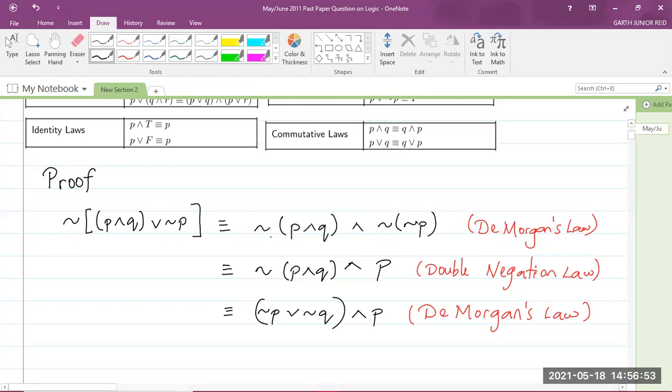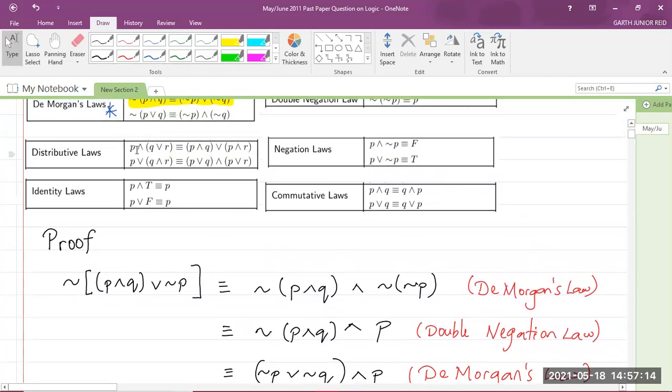Now what am I going to do? I'm going to be using the distributive law and then the negation law after. Let's look at the distributive law. It says if I have P and (Q or R), that is logically equivalent to (P and Q) or (P and R). It's like using two different operations in regular arithmetic, a simpler way to put it: one sign is plus and one sign is multiplication. That's basically the distributive law.